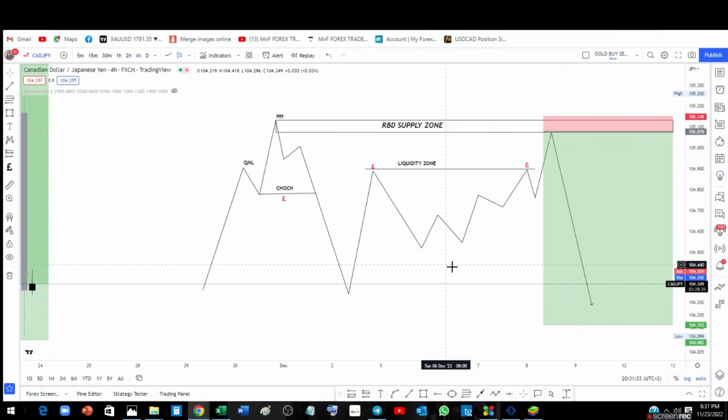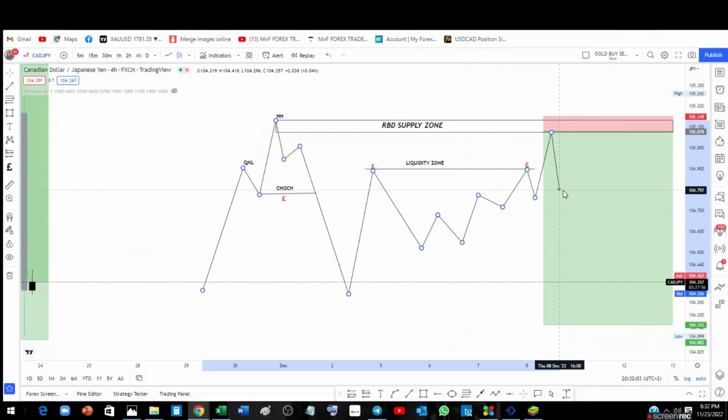So we have a very nice setup here. We have a rally base drop supply zone in the downtrend. Very important. And you have a QML, you have a low, higher high, and you've seen the change of character, and the break of structure here is significant. And then what do we have? We have equal highs being created. And then what happens? The market takes out the equal highs, which is the retail traders, the support and resistance traders, and then they're taken out. And something significant happened here.